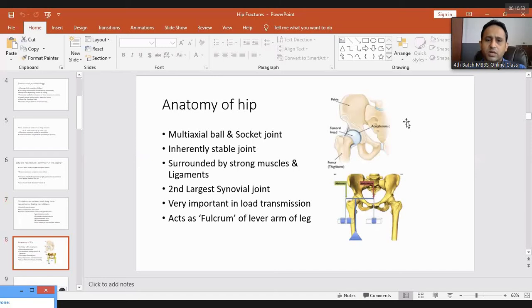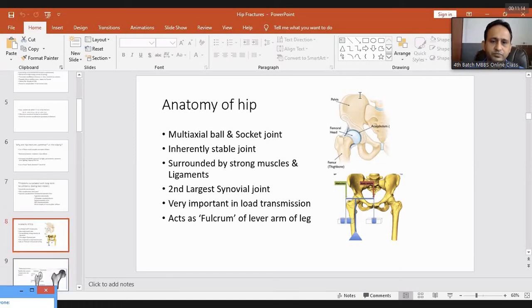So the importance of this hip joint lies in that the weight of your upper trunk, the pelvis, abdomen, and the part above, that is transmitted to the ground through your hip joint, and that acts as a fulcrum. So tremendous amounts of forces are acting at the hip joint.